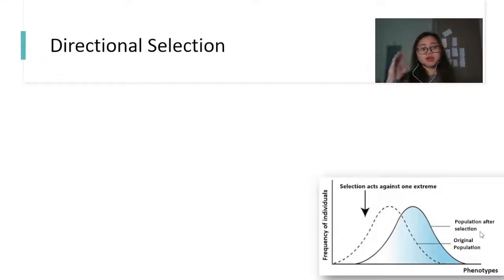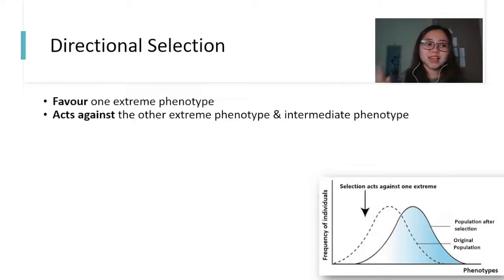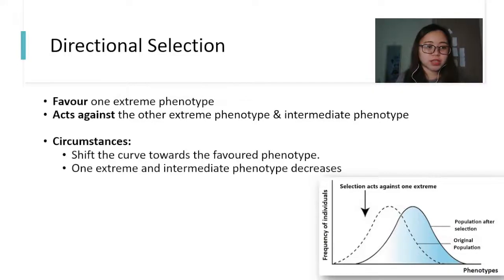All right, going to the third type of natural selection, it is directional selection. So directional selection is going to take the graph in one direction. It will favor one extreme phenotype. Salah satu phenotype saja yang akan ada advantage dalam persekitaran tersebut. It will act against the other extreme phenotype and the intermediate phenotypes. The circumstance for directional selection is that it will shift the curve towards the favored phenotype.